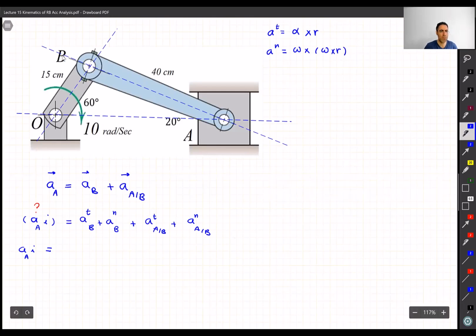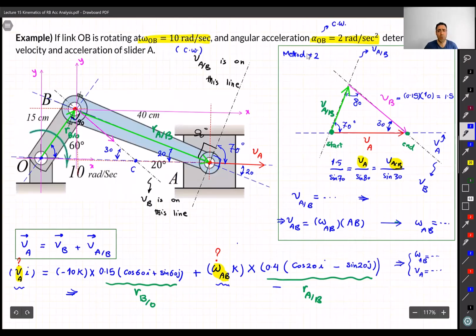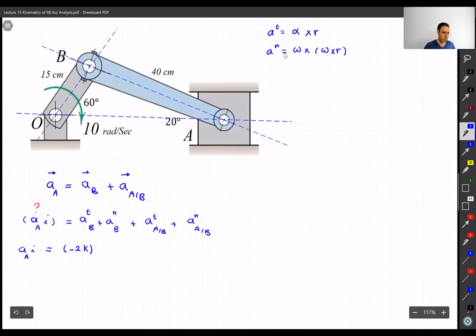We're talking about point B. Point B is moving on a circle about point O. So AT, the tangent component of B, is going to simply be alpha, which the question gave to us. It is minus 2K. Let's move back to the question to make sure. Alpha OB, it says 2 radian per second squared, and it is clockwise. And clockwise, we know for us, is negative, right? So it is minus 2K.